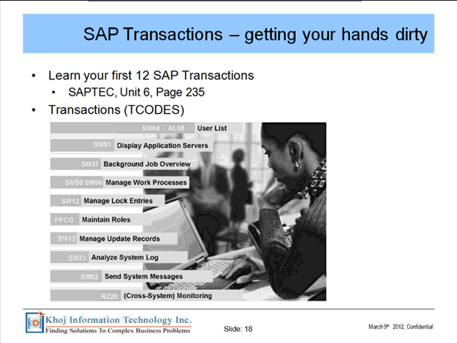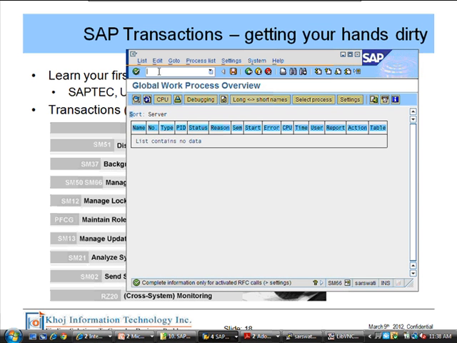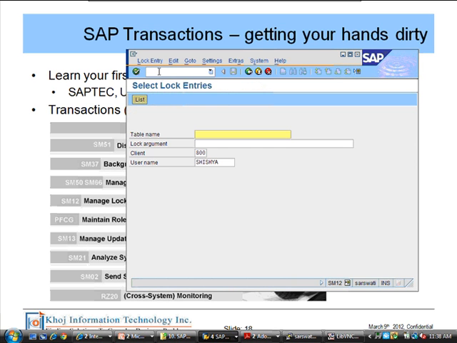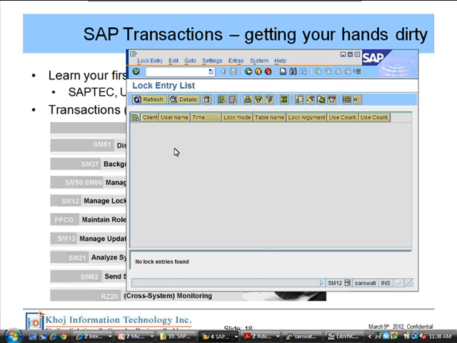SM12 is for lock management. If there are any locks in the system, you will see them in SM12. I can look at any locks held by any user. Right now there should be no locks.